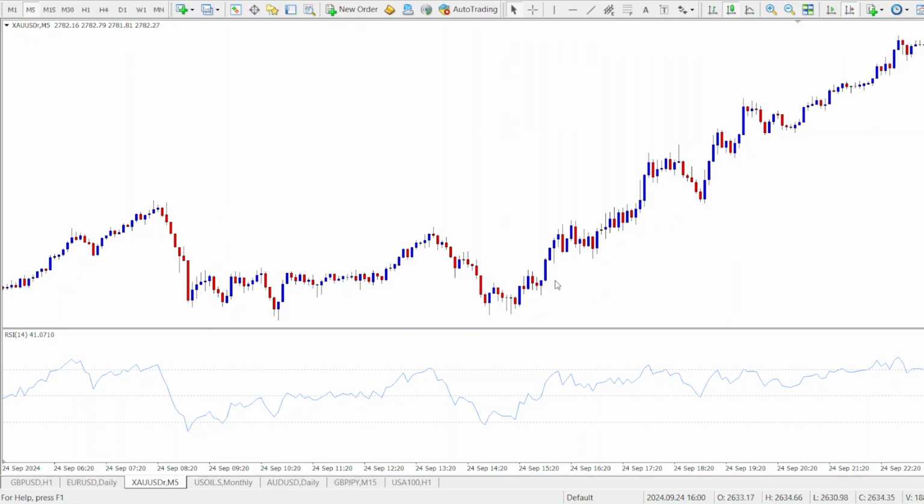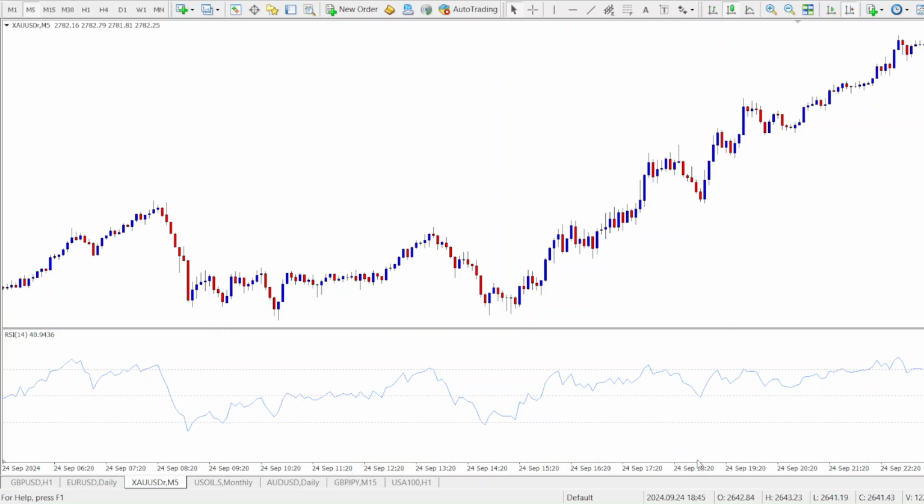First things first, let's briefly cover what the RSI, or the relative strength index, actually is. The RSI is a momentum oscillator that ranges from 0 to 100, as we can see here, and it is used to measure the speed and change of price movements. Typically, an RSI above 70 indicates an overbought condition, while an RSI below 30 signals that an asset might be oversold.